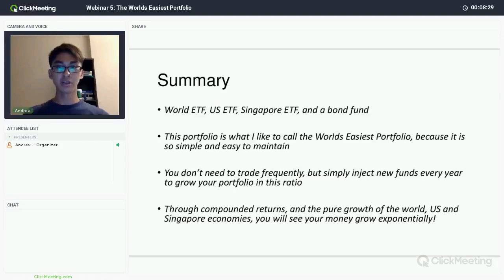So here's a summary of today's webinar. The world's easiest portfolio is really easy. We have a world ETF, a US ETF, a Singapore ETF, and a bond fund. It's so simple and so easy to maintain. You don't need to trade frequently, but simply inject new funds every year to grow your portfolio in the ratio that you have determined in the previous slide. Through compounded returns and the pure growth of the world, US, and Singapore economies, you will see your money grow exponentially. And that is the world's easiest portfolio.